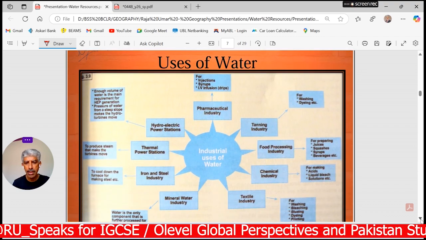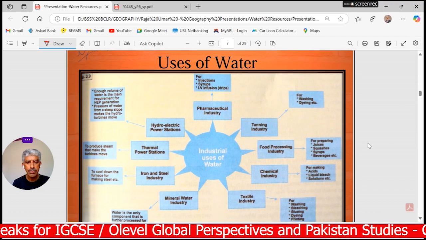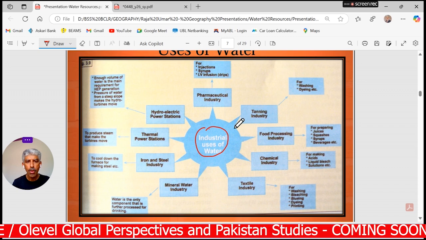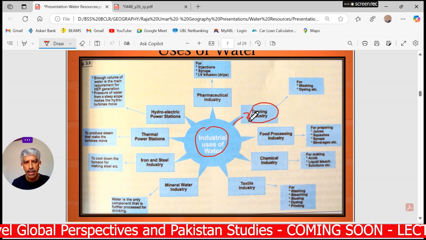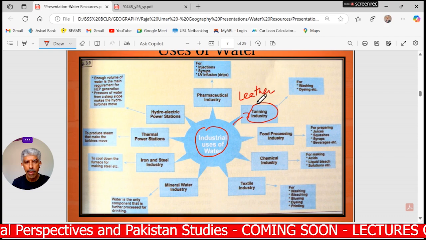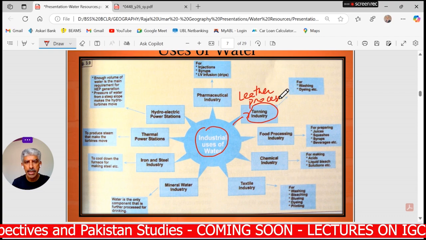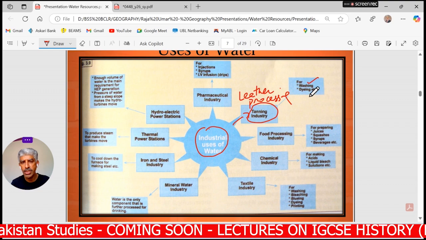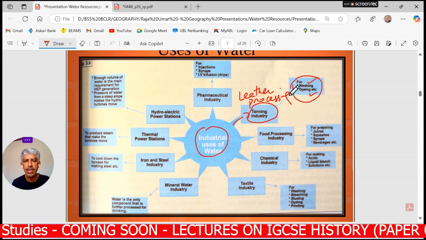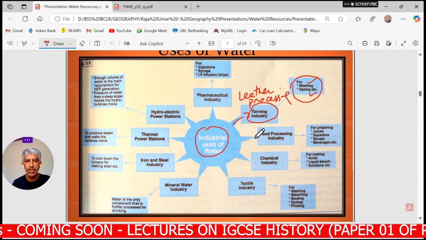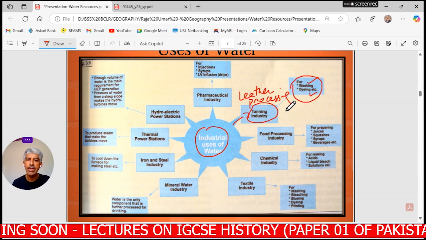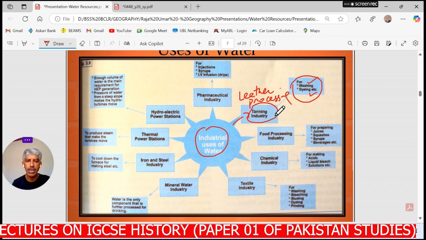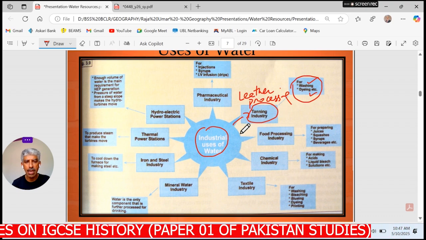So here we have the uses of water, and this is the industrial use of water. If I talk about the tanning industry, the leather processing industry, in this industry the water is consumed for washing and dyeing the leather into different colors, first processing, keeping it clean and processing it to make a real leather shape, and then that leather is dyed with the help of certain colors, so in that process a lot of water is consumed. So in the tanning industry, water is a major constituent.